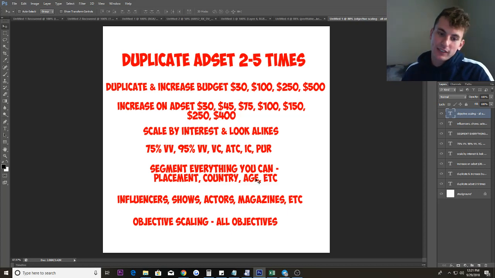Also, I like to do objective scaling. For all of the objectives, you can make a campaign for that product, and you'll be surprised about the cost per purchase that you'll see in a PPE campaign. What else? I mean, that's really it.